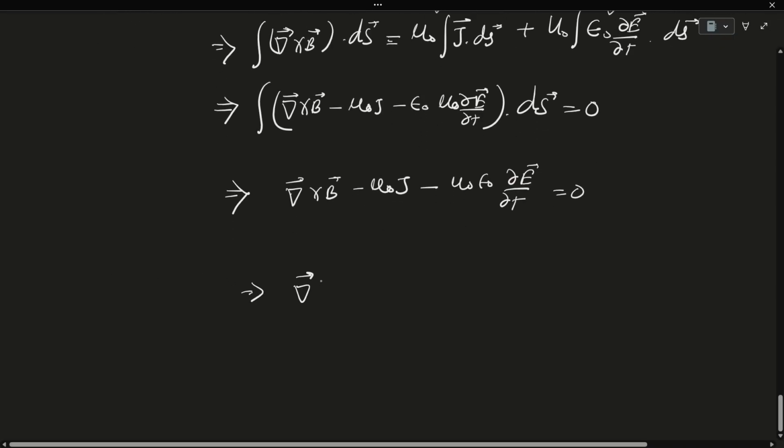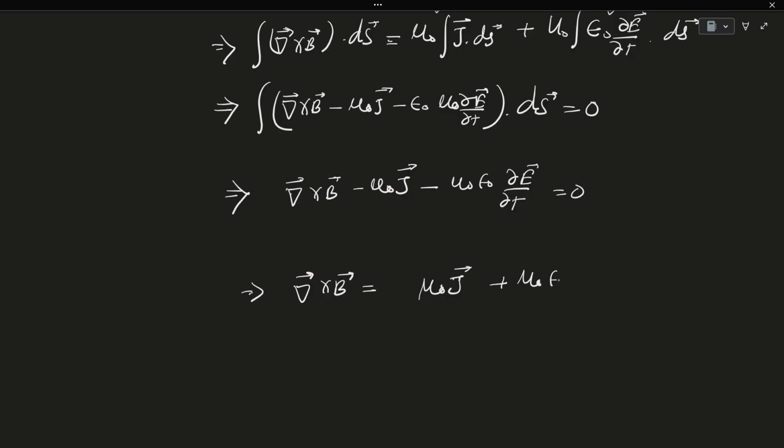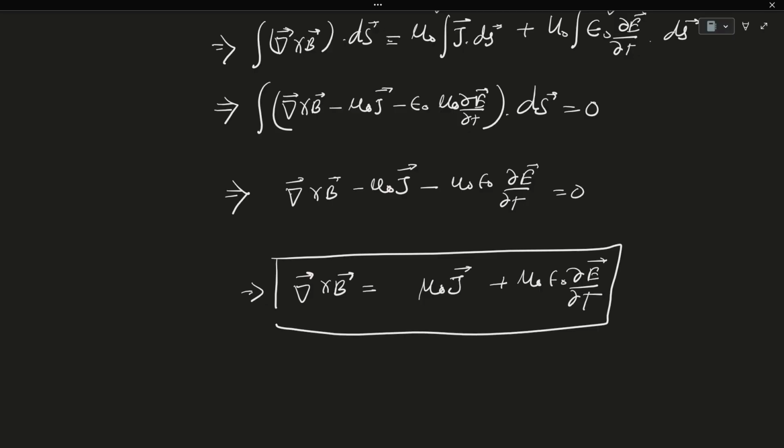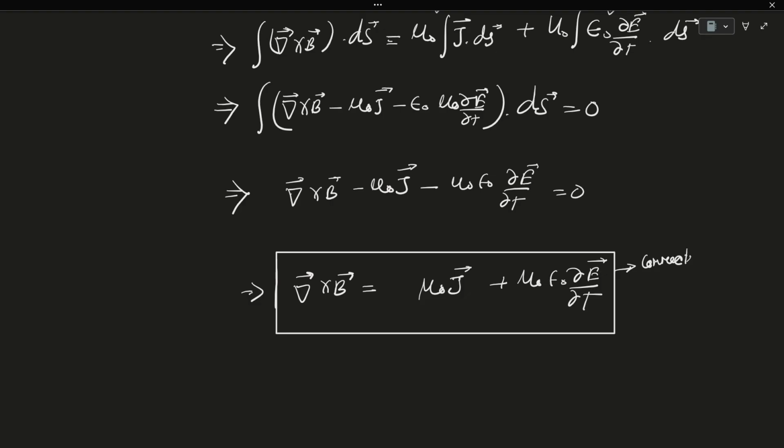So del cross B equals mu naught J plus mu naught epsilon naught del E by del t, right? This is the corrected Ampere's law, or you can say modified.